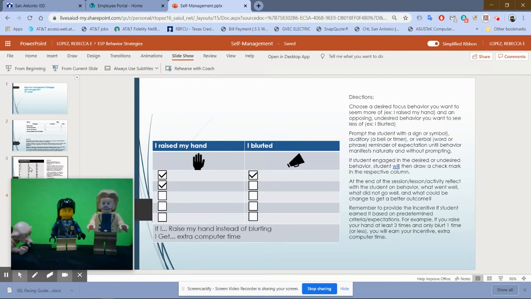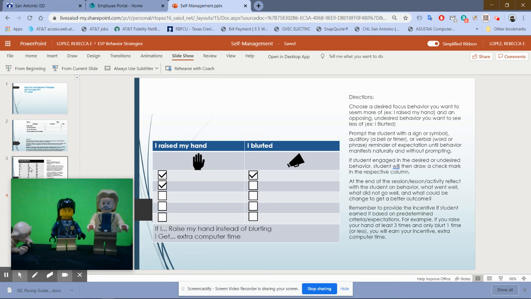Here is another example of ways in which they can go ahead and monitor their behavior. So for instance, in this case, we're looking at raising their hand versus blurting out. And so this could be, again, a specific time period that you're doing this. They go ahead and provide themselves check marks for when they do the behaviors. And also this is important because an incentive is tied with it. So for instance, if I raise my hand instead of blurting, I get extra computer time. And there may be other different types of things that they want to work for.